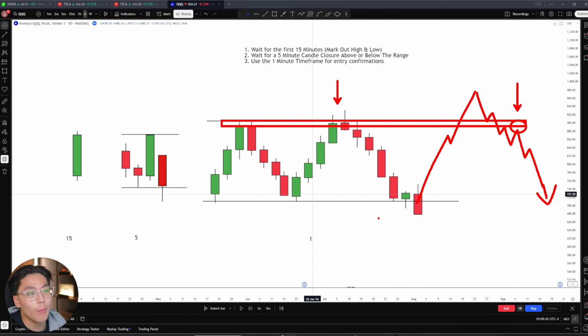And you can see how powerful this strategy is, using the 15-minute time frame high and low in combination with the 5-minute candle closure above your high or low, and then using the 1-minute time frame for our entry confirmations. So with this being said, I'm going to go over the past few weeks of price action, and we're going to backtest this to see exactly how to execute this strategy in real time.